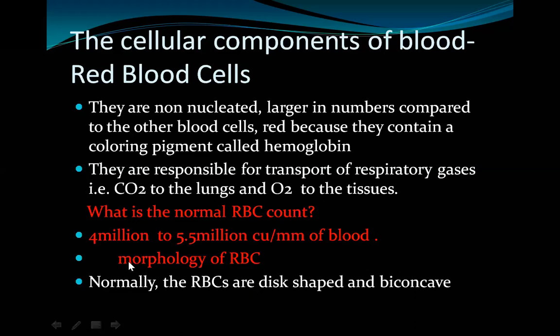This number varies according to sex. Males tend to have around 4.5 to 5.5 million, an average of 5 million per cubic millimeter of blood. Females tend to have slightly lower, around 4.5 million per cubic millimeter of blood on average. So what is the normal morphology of the red blood cell? They are disc shaped and biconcave.